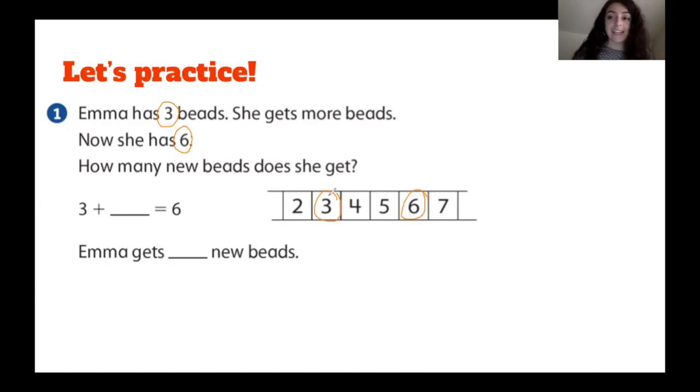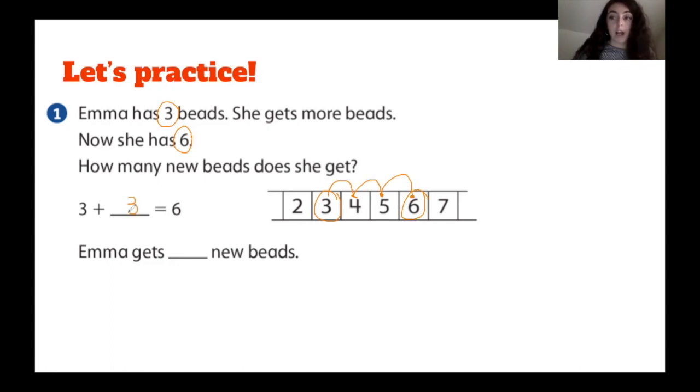We're going to start at 3 and then count on to see how many more to get to 6. So we do 3, 4, 5, 6. Now I want you to pay close attention to the dots I made. How many dots did I make? How many times did I count on? Let's count them. Ready? 1, 2, 3. So we counted on 3 times.